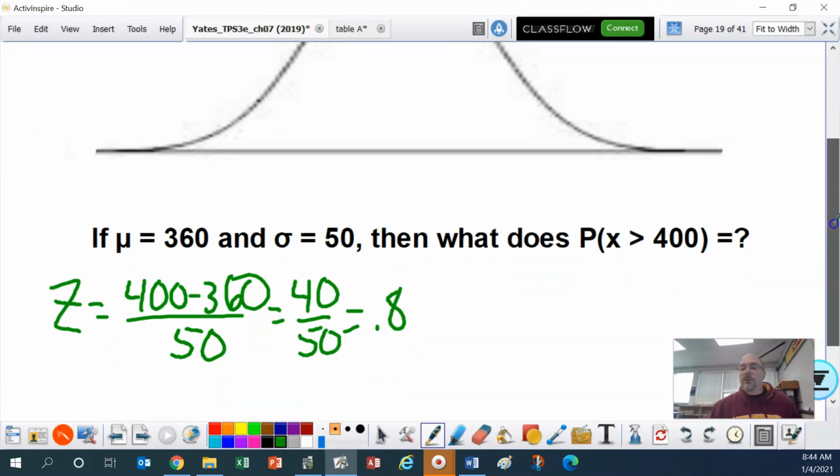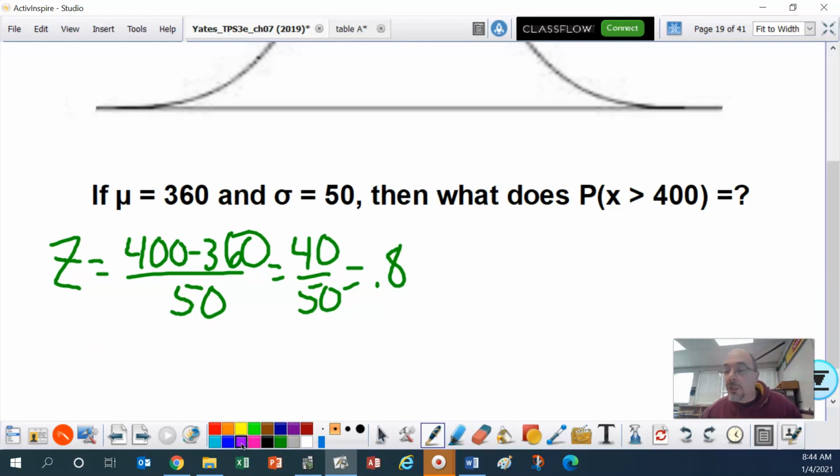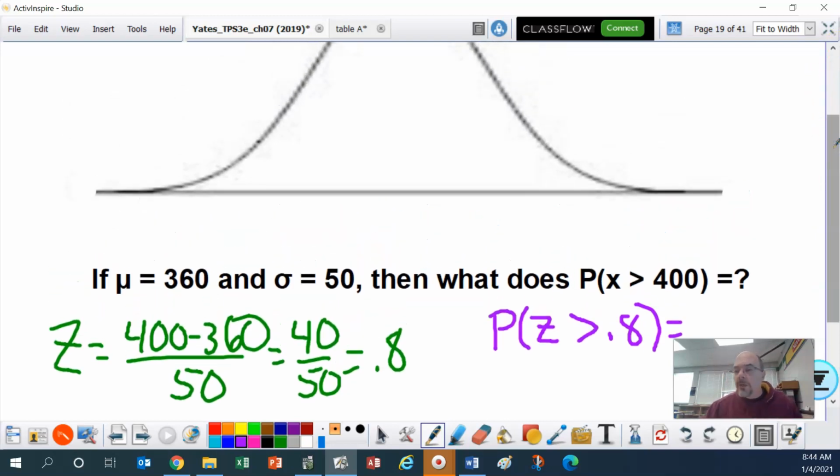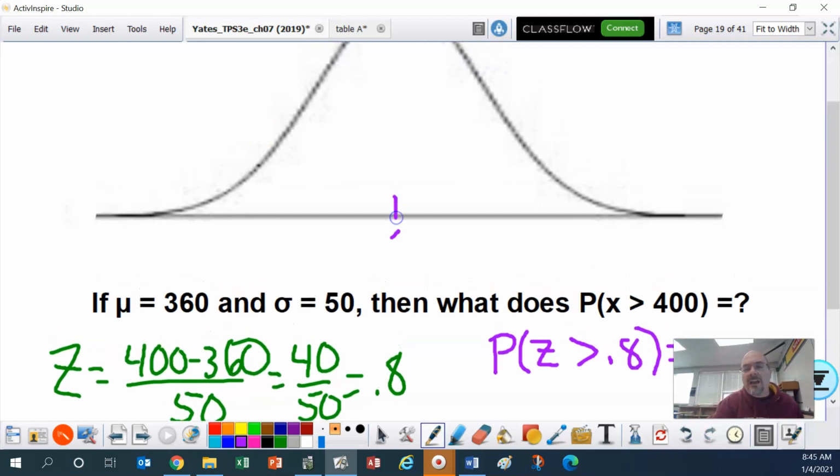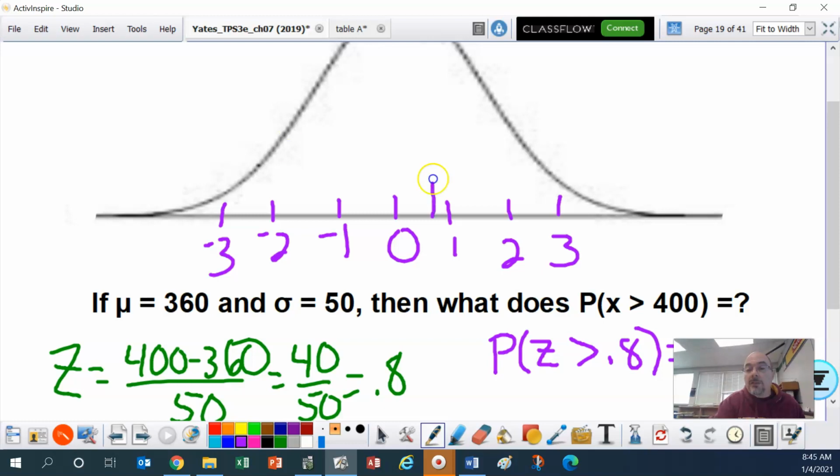So the next thing I'm going to do is rewrite this. Please, I'm teaching you how to write statistics here. It's like English class. So we need to rewrite this as the probability that Z is greater than 0.8. Now I'm going to go to my picture, and always draw a picture. Always. Don't say, I don't need to draw. No, you need to draw a picture. We're going to start doing formal statistics here, and you need that visual. So 0.8 is right about here, and it's greater than, so I'm going to shade this way.